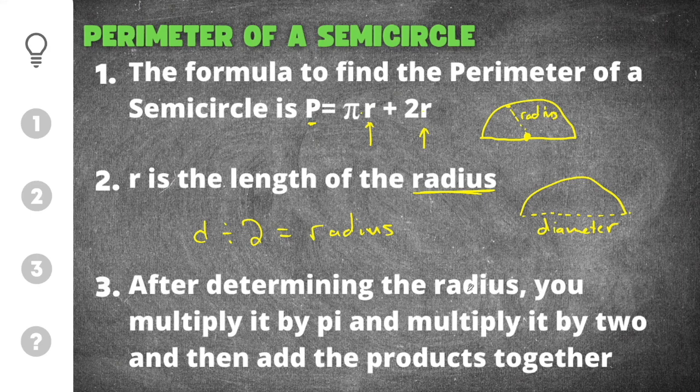After determining what the radius is, you will multiply it by pi and then multiply it by 2, and then you will add those two products together to get the perimeter of that semicircle.